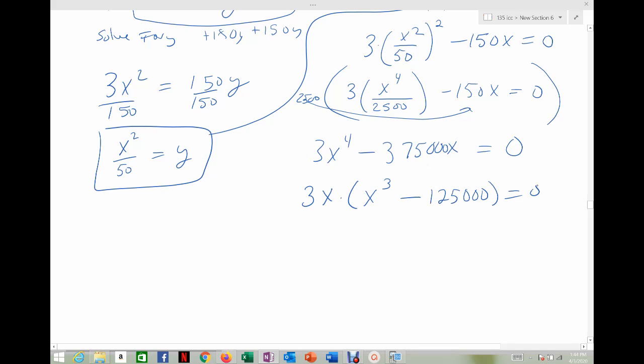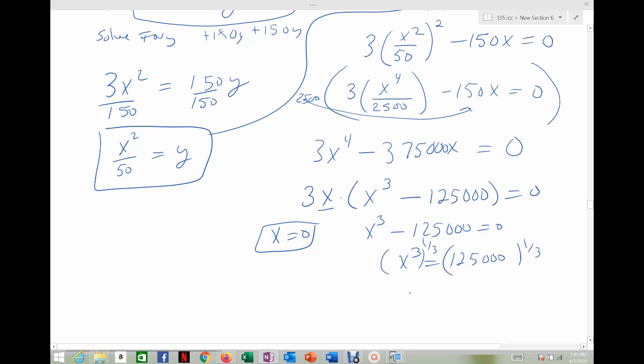And then solve. First one, x equals 0. This one I have to do a little more work. My x cubed minus 125,000. Move the big number to the other side. And then take the cube root of it. The easiest way to take the cube root is to raise it to the 1/3 power. It's just easier to type it in your calculator that way. Or the cube root, if you got a cube root key in your calculator. If you do, it comes out 50. Alright, so I've got two values. x equals 0, x equals 50.